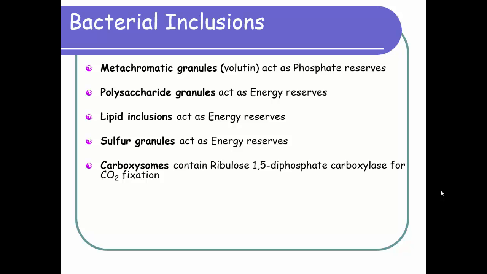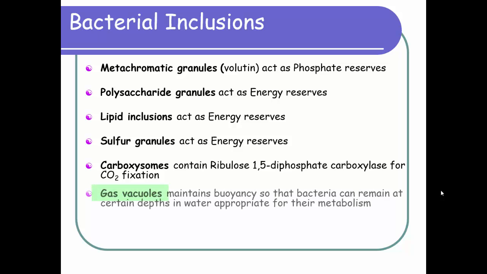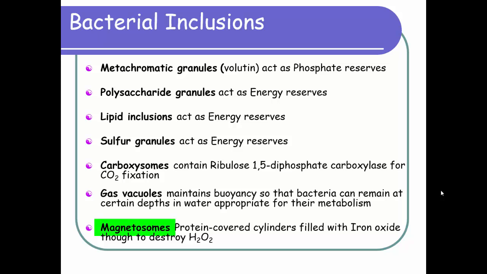This is found primarily in those photosynthetic bacteria that use CO2 as a carbon source. Gas vacuoles can maintain the buoyancy so that certain bacteria can remain at certain depths within solutions appropriate for their metabolism, such as the archaea methanogens, which must maintain buoyancy to remain within the methane layer of seawater. So they don't want to be too high and they don't want to be too low because otherwise they would die. Some also have magnetosomes.